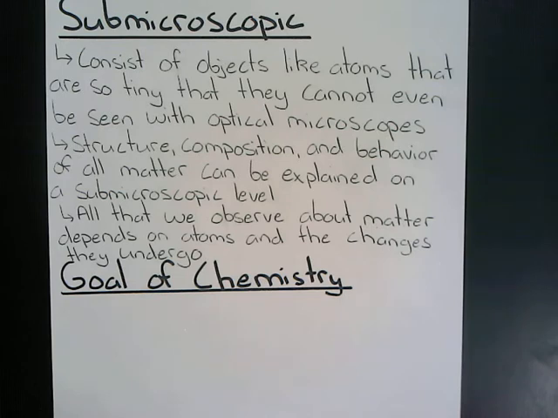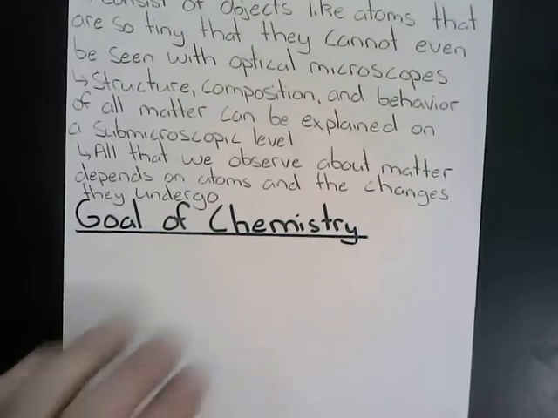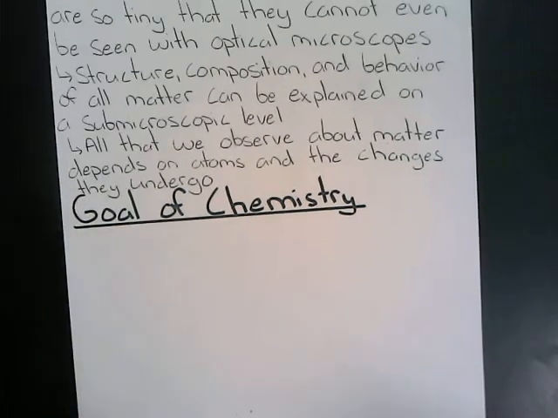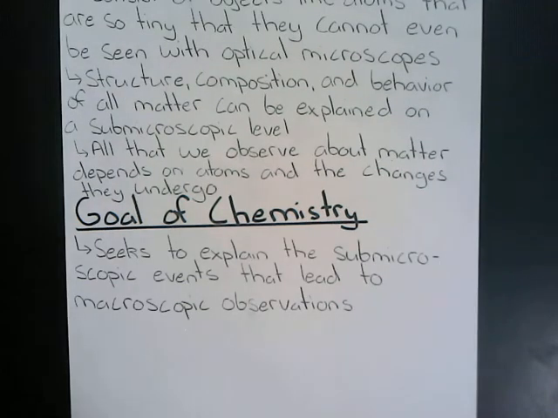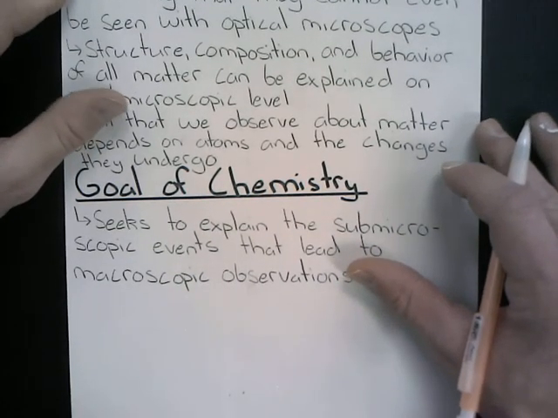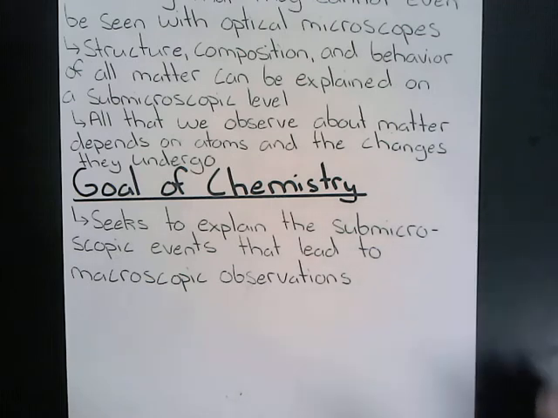Okay, so now let's tie all these concepts together with the macroscopic, microscopic, and submicroscopic terms, and piece together what really is the goal of chemistry. Well, the goal of chemistry is to seek to explain the submicroscopic events that lead to macroscopic observations. To take these really small submicroscopic particles, we typically have to make a model, and that model is a visual representation of submicroscopic events.